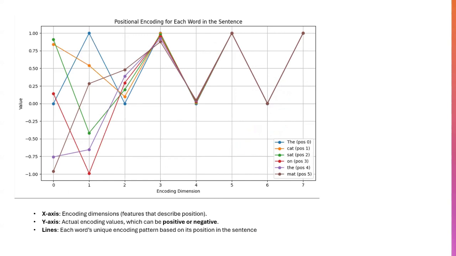In the diagram, it can be represented this way. Why is it a position, and how does it help to know the position? Here, if you see, the x-axis is the encoding dimension, the feature that describes position, and the y-axis is the actual encoding value, which can be positive or negative. The lines show each word's unique encoding pattern based on its position in the sentence. So based on these patterns, the model is able to find out the position of the token.